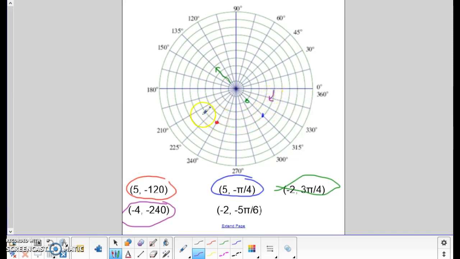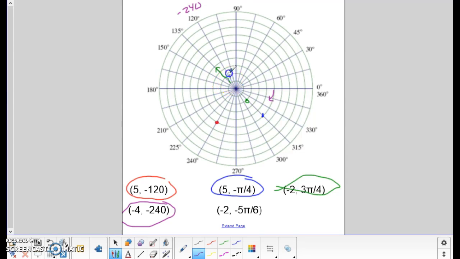Halfway around would be -180, right? So we're going to have to go up to where it says 120. 120 is the same as -240. So we're going to look in the -240 direction.